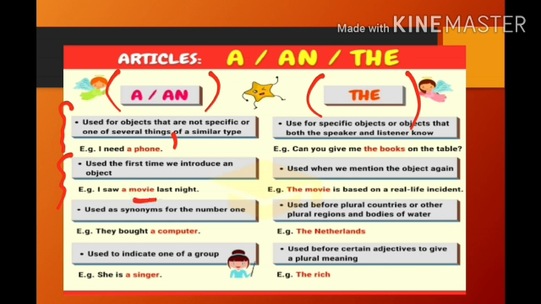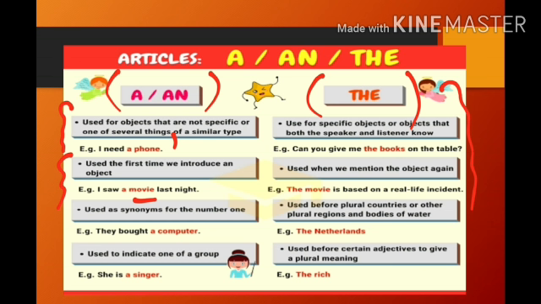So here, movie is a noun, and before the noun, a is only written. Okay, so when we are talking about any kind of object for the first time, there we are supposed to use a and an. Now see, now read about the definite article: used for specific objects that both the speaker and the listener know.